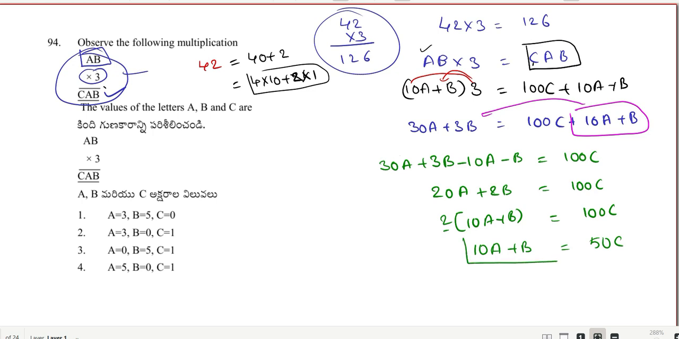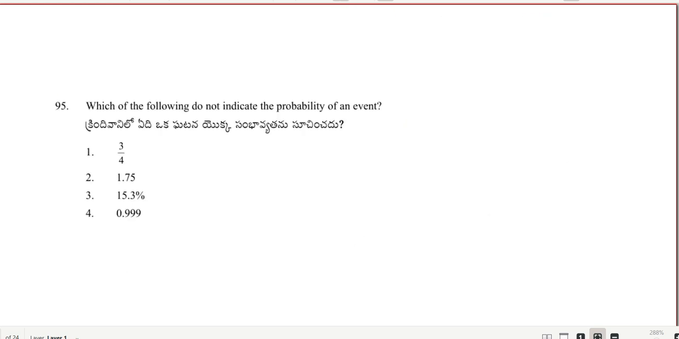Okay. So now we have to apply the option verification method. By applying that, we will get that the fourth option is the correct one. Which option will satisfy this equation? That would be the answer. So the fourth option is satisfied. So the fourth one is the correct one for this question. Okay. Now let us go with the next question.